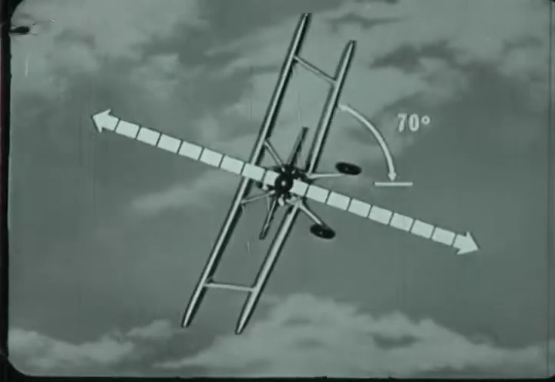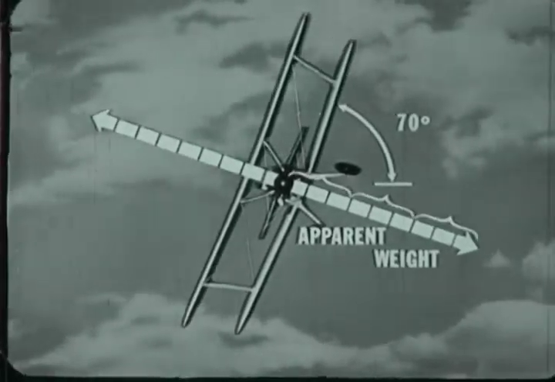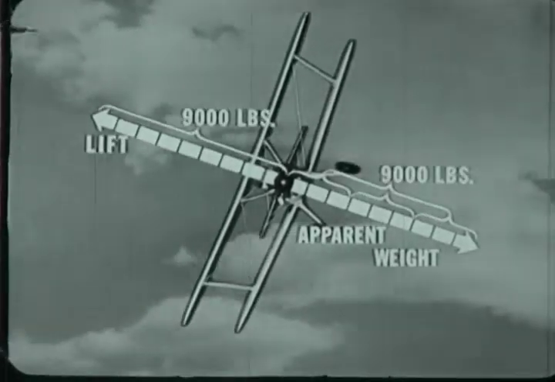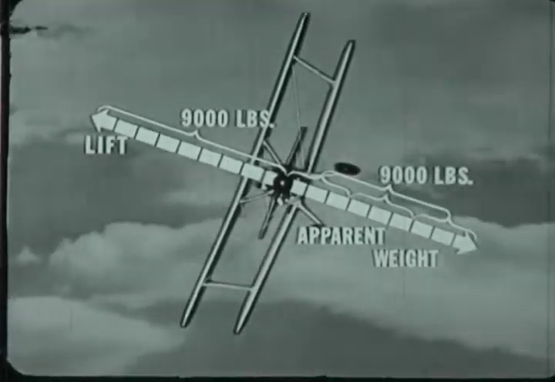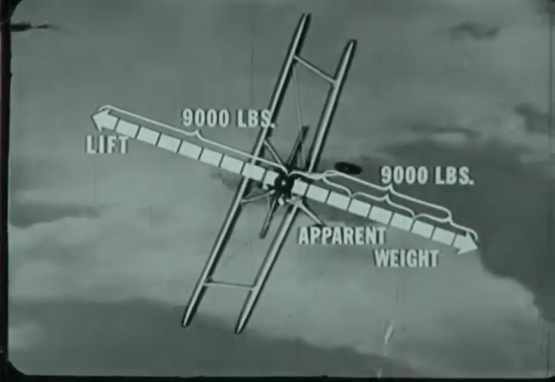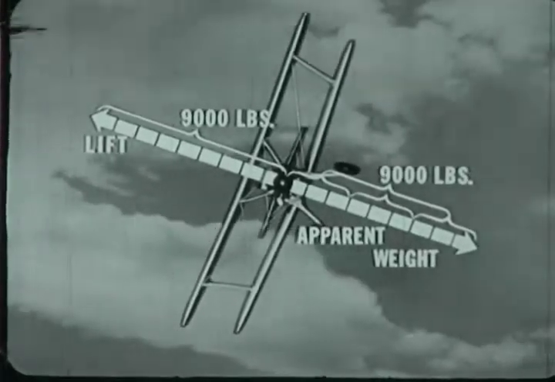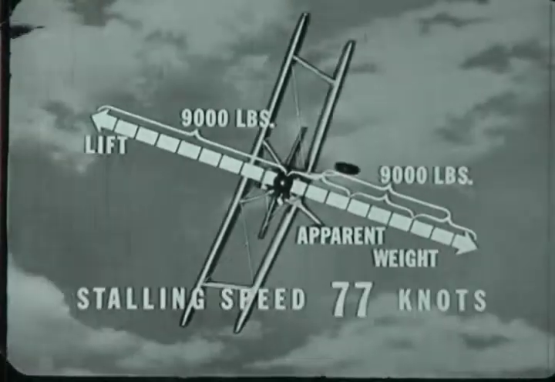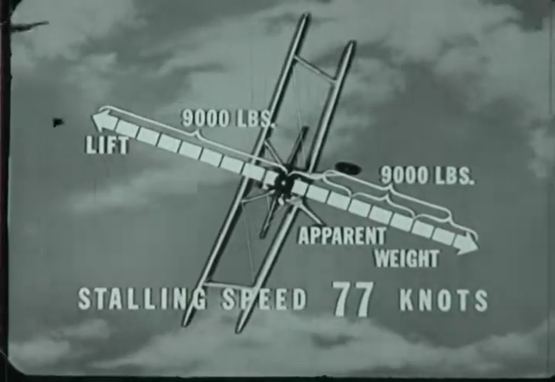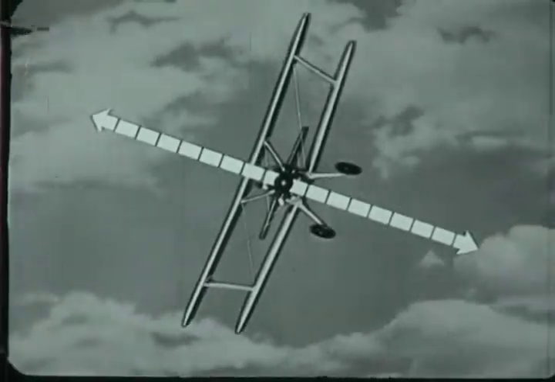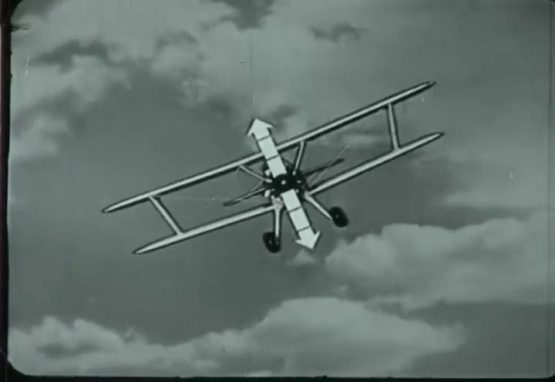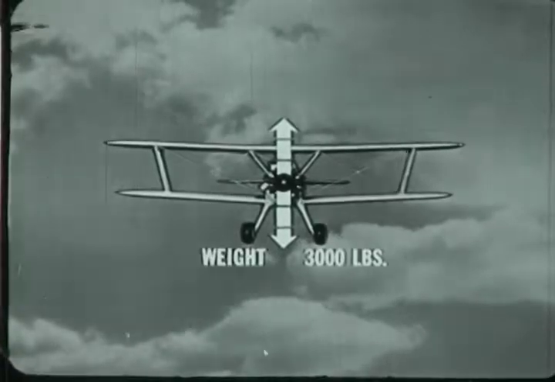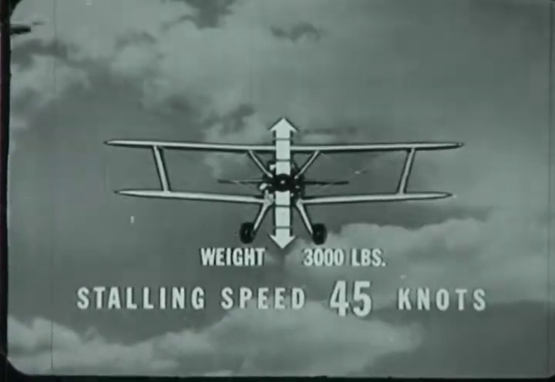For example, in a 70-degree bank, apparent weight is about 3 times as great as in level flight. So we have to produce about 9,000 pounds of lift. This requires all the lift we can get from the maximum angle of attack, plus an airspeed of not less than 77 knots. In other words, 77 knots is the stalling speed in a 70-degree bank. As we decrease our bank, apparent weight decreases and the stalling speed drops, until in level flight we have apparent weight equal to actual weight and a stalling speed of 45 knots.